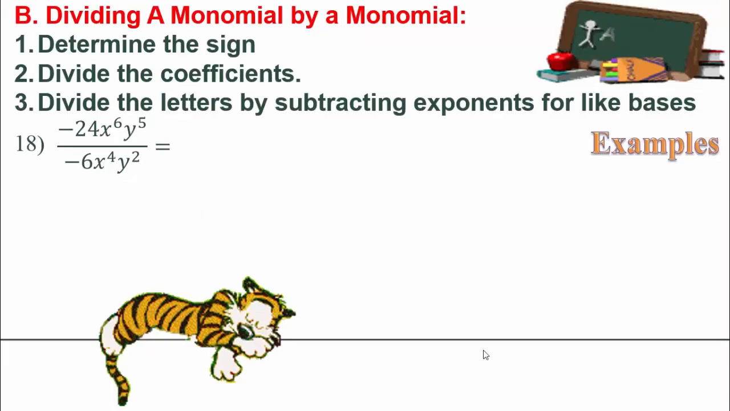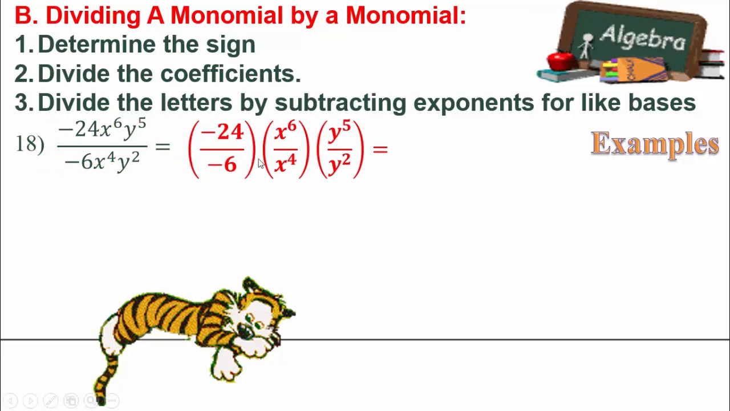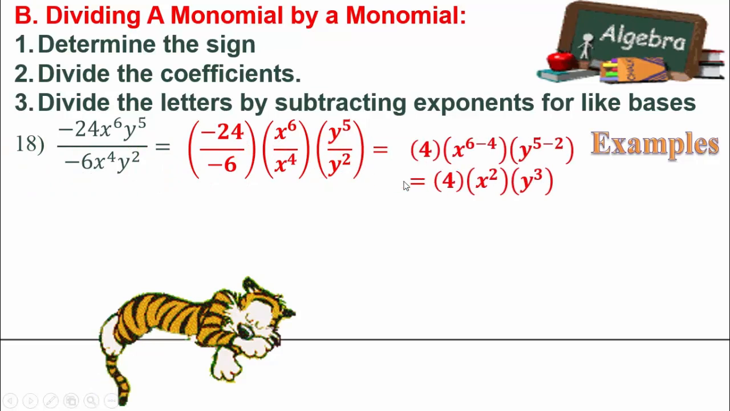In reviewing what we just did in example number 18 on the whiteboard, what I did was, just like I did on the whiteboard, I gathered up my coefficients, my x's and my y's, and worked out each one individually. So I got 4x, 6 minus 4, because that's a quotient, using the quotient rule. Here, using the quotient rule again. And I have 4x squared y cubed, and I just write that for x squared y cubed.